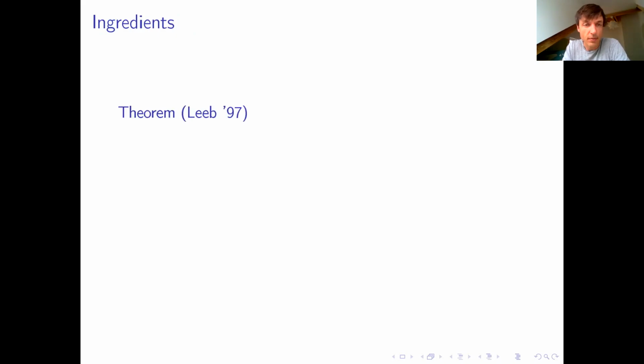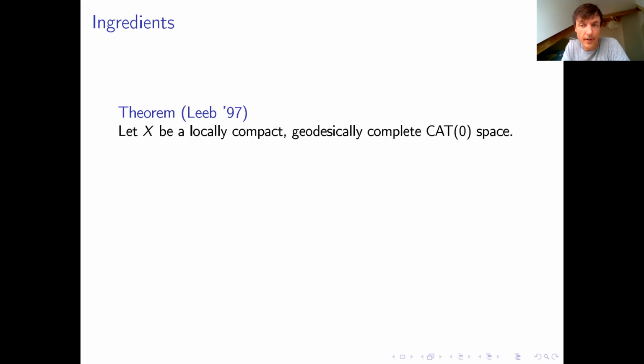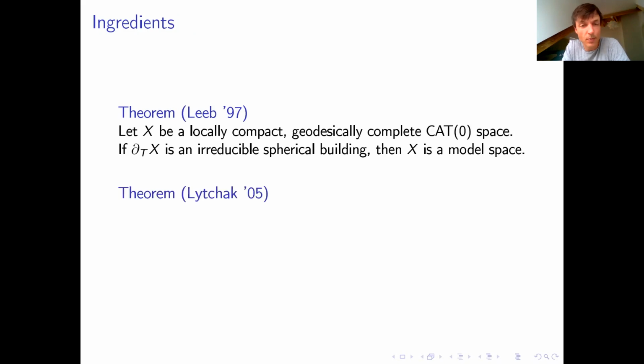The first is a theorem of Leeb. I think that's too much information, so let me just paraphrase what it says. If you have a CAT(0) space, locally compact and geodesically complete, and the Tits boundary looks like the Tits boundary of a model space, then your space is a model space. That's how you should think of this. But then I just described the Tits boundary of a rather simple space and then claimed that somehow the Tits boundary of symmetric spaces looks so and so.